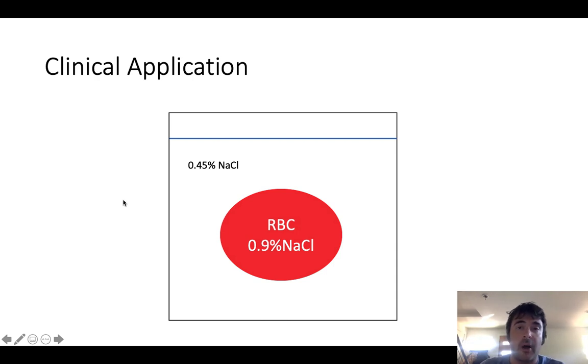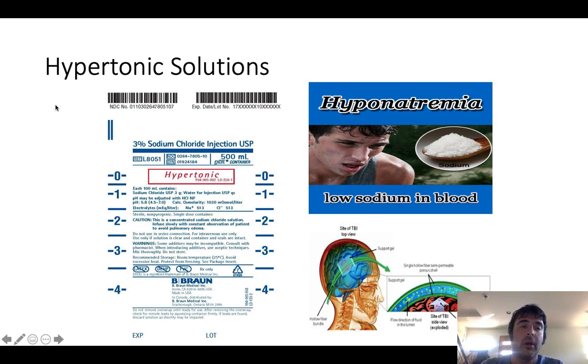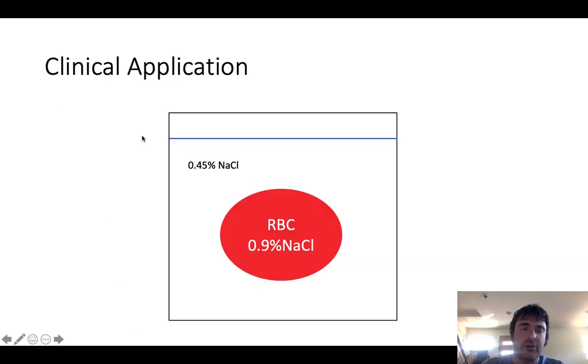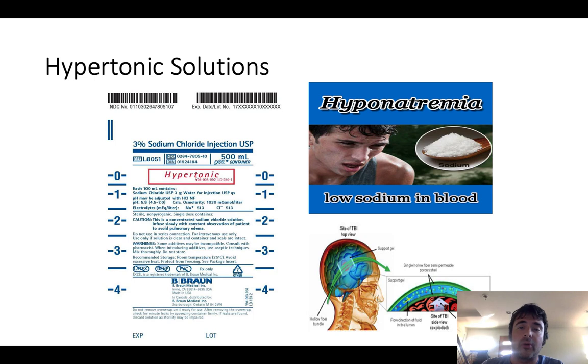So you have hypotonic solutions, and under what circumstance would you use those? Finally, we have hypertonic solutions. So look here at this solution that you're going to be running on somebody. It's half a liter and it's 3% sodium chloride.